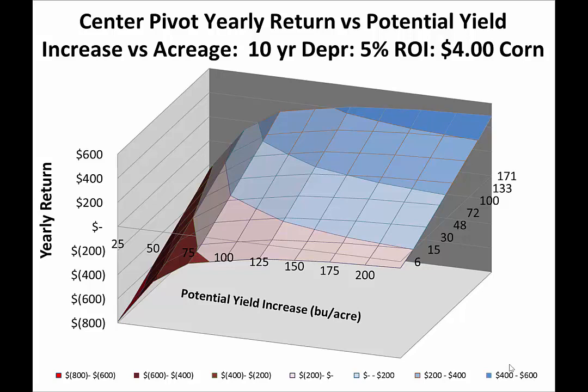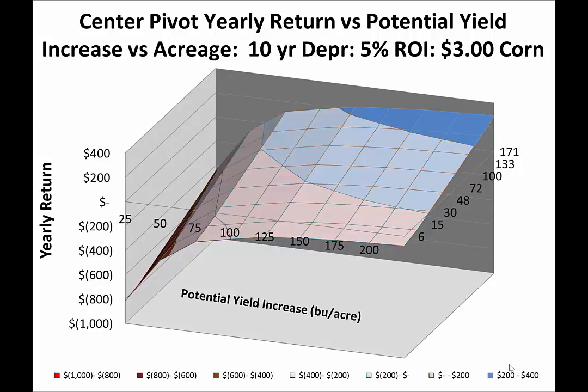So we've got this line here that shows where you're going to make money. So if we look at 50 bushel potential yield increase, there is literally no scenario where we make money with this system over a 10-year depreciation on the system with a 5% ROI and $4 corn. Okay. If we can get 75 bushel better, okay, as long as we're looking at a 72 acre system or so, or bigger, it pays. Okay. Questions on that? If you're into dark blue, I want to know why you didn't put it in 20 years ago.